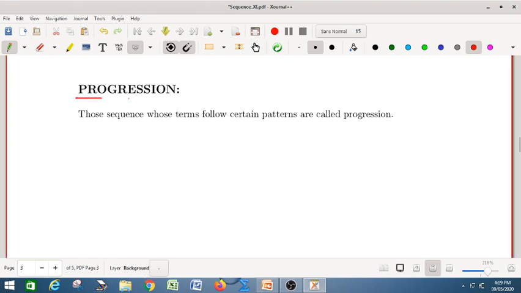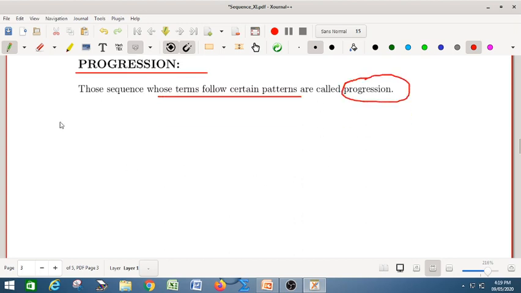Now what is progression? In sequence we do not talk about the patterns, but it's sequence. If some terms follow certain patterns, they are called progression. Suppose I am writing 1, 3, 5, 7 and so on. So what is the pattern here? It increased by 2. Common difference, that is, if you take the difference of the second minus 1, the difference will be 2. So it is increased by 2. 3 plus 2 is 5, 5 plus 2 is 7, 7 plus 2 is 9 and so on.